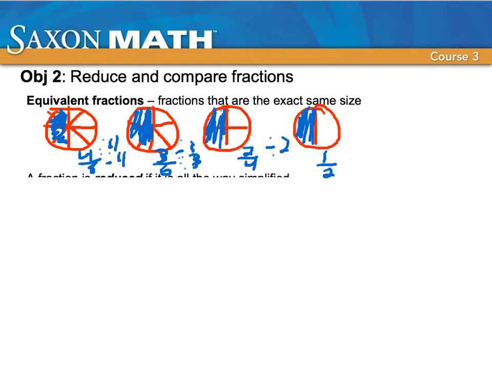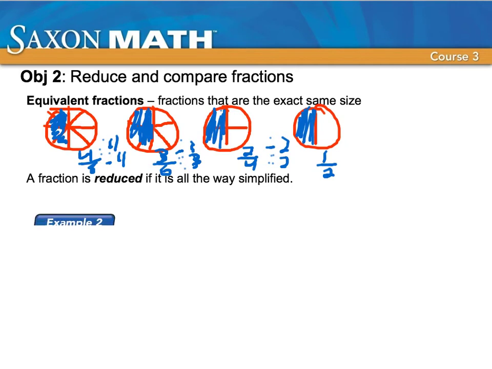And I could reduce this one by dividing the top and the bottom by 2. Well, 2 divided by 2 is 1. 4 divided by 2 is 2. So all of these fractions, 4/8, 3/6, 2/4, and 1/2, are equivalent to each other because they're all the same size. Alright? Another definition you need to know is reduced.